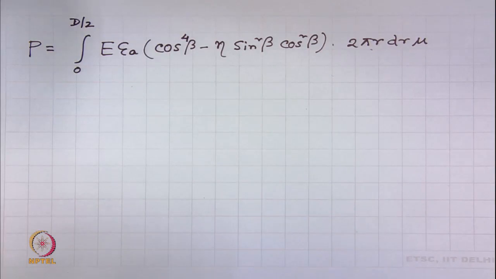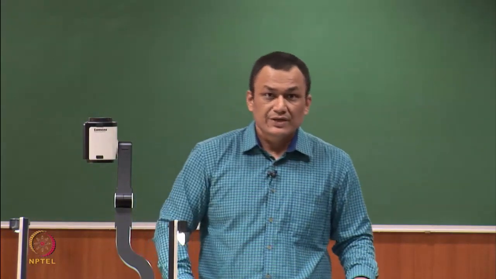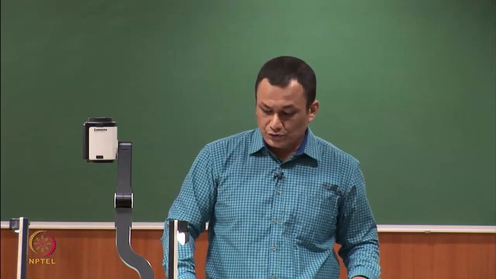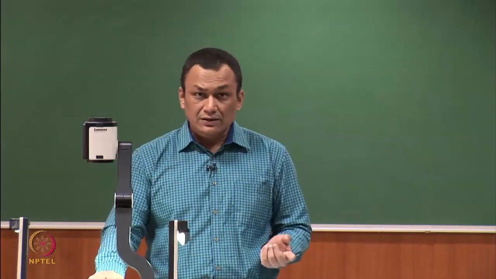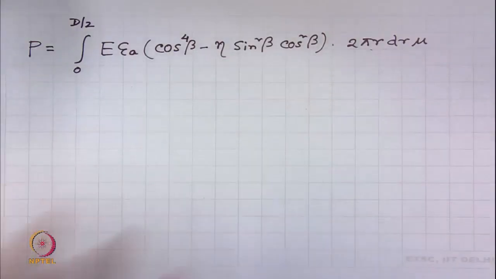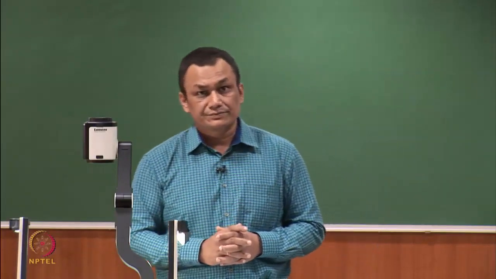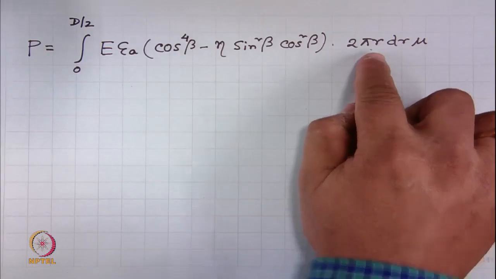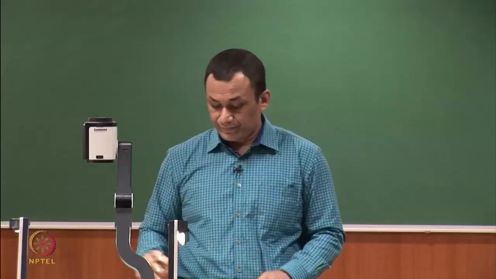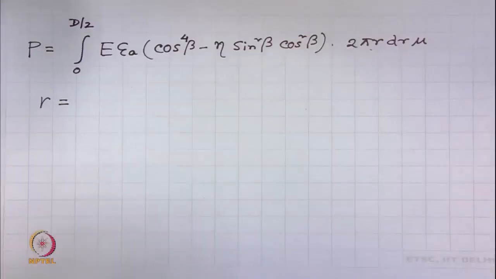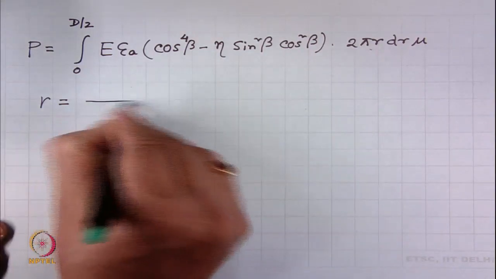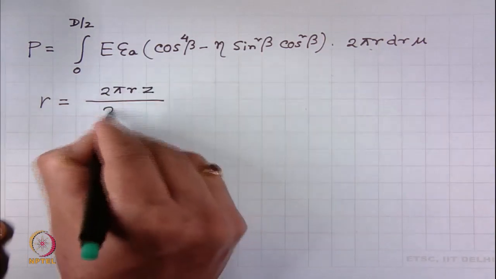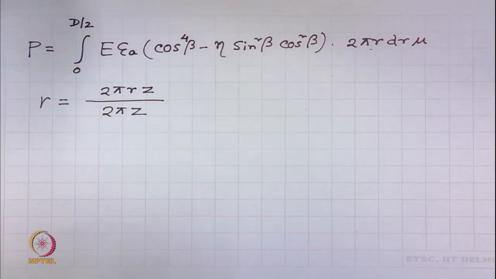Right. In this form of integration, we see two variables, one is beta, second is r, and we know that r and beta are related because tangent beta is equal to 2 pi r z. So, we have to either convert beta into r or r into beta, so that we will be able to do the integration. So, let us convert r to beta. How do we do that? r can be written as 2 pi r z by 2 pi z. What is 2 pi r z? 2 pi r z is tangent of beta.